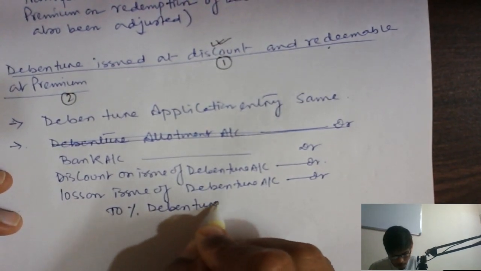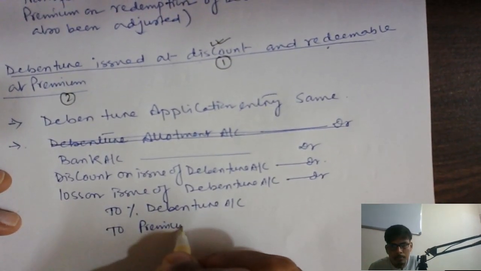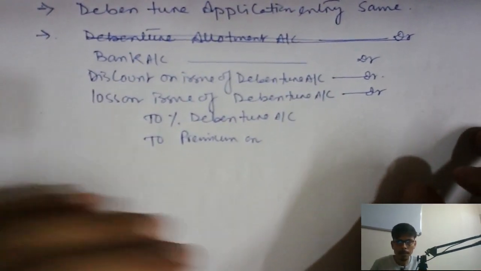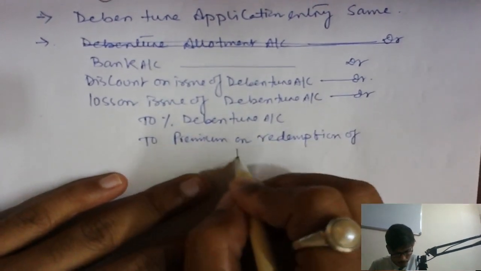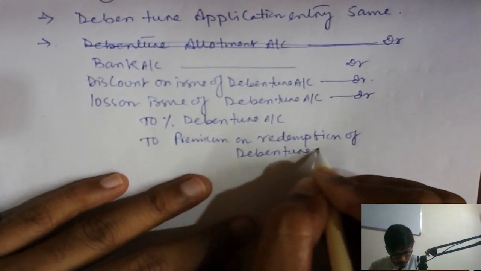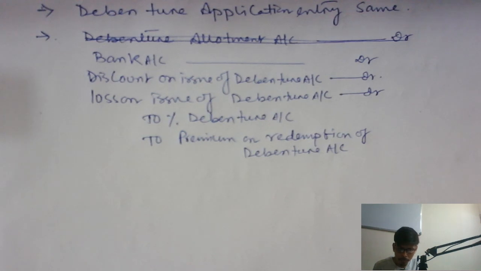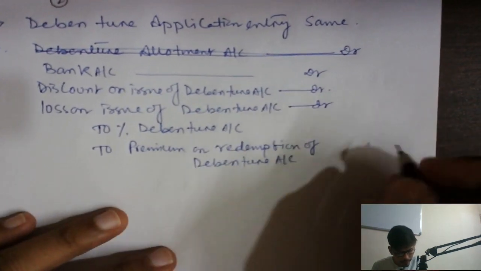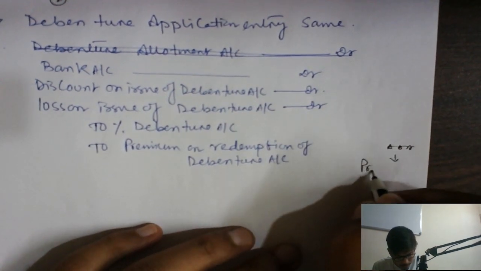to premium on redemption of debenture. So bank account debit, discount on issue of debenture account debit, loss on issue of debenture account debit to percentage debenture to premium on redemption of debenture. ठीक है? So you can write here, this is relevant to the premium amount only, correct?